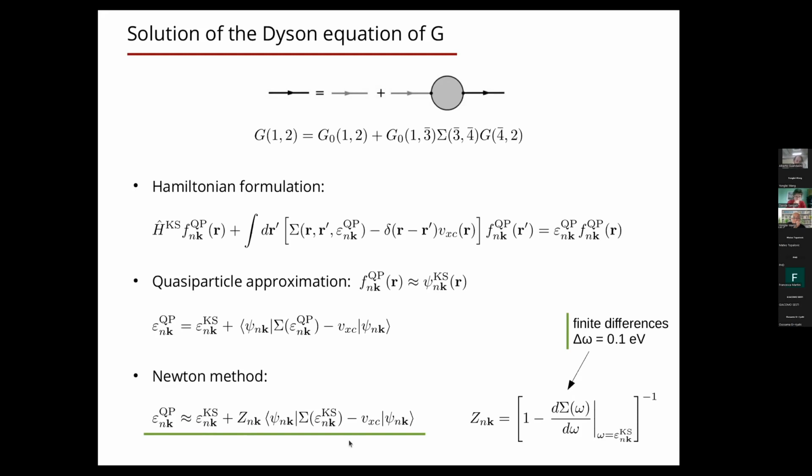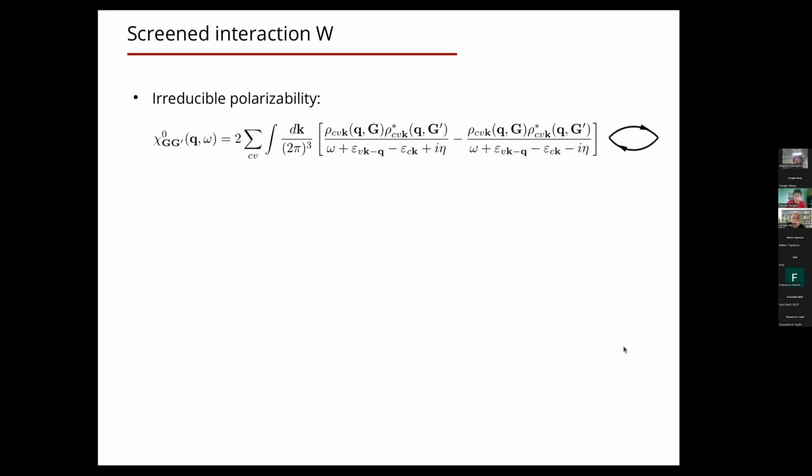And in order to compute it, we need to compute the self-energy at two different energies. The first one is the Kohn-Sham energy, and the second one is at the Kohn-Sham energy plus a little shift. So in order to compute the self-energy, we need to compute the screening. And in order to compute the screening, we first need to compute the irreducible polarizability, which describes electron-hole excitations not interacting one with the other. Here we have the plane wave representation of the irreducible polarizability. I'm not going to comment too much on that.